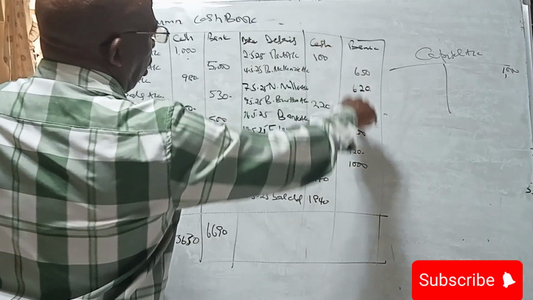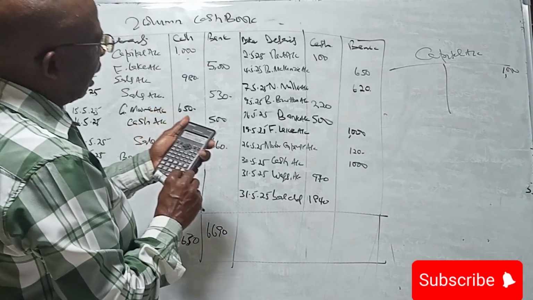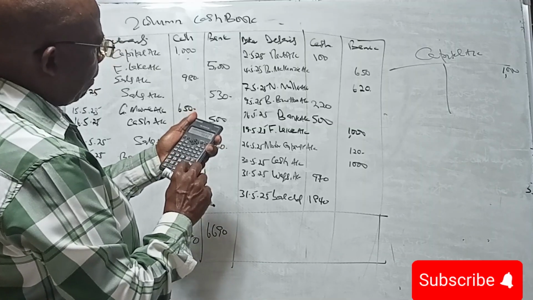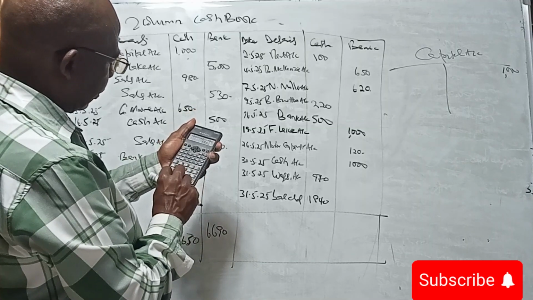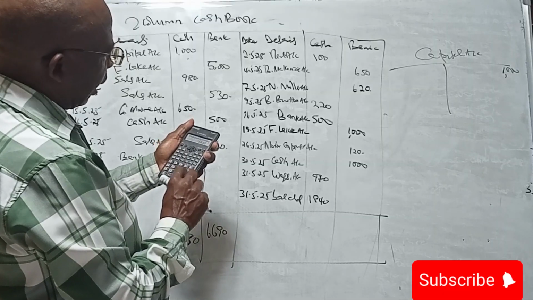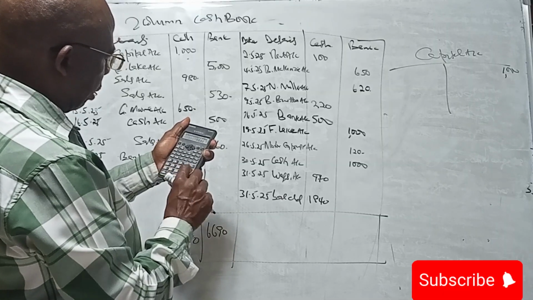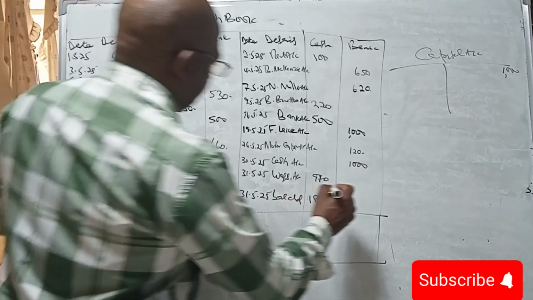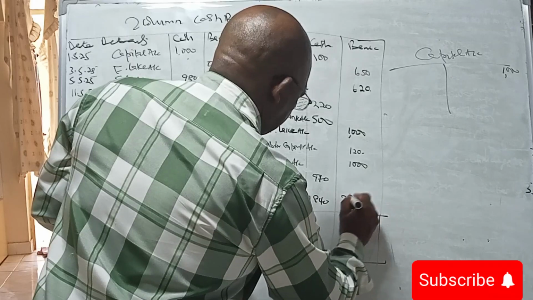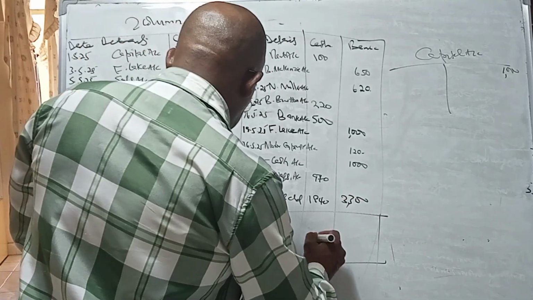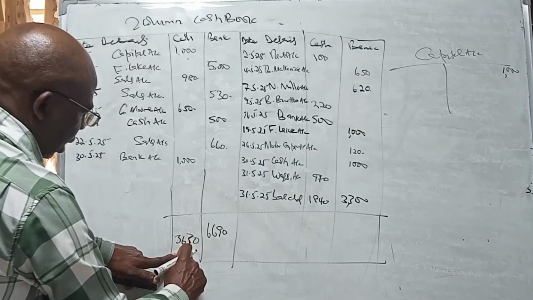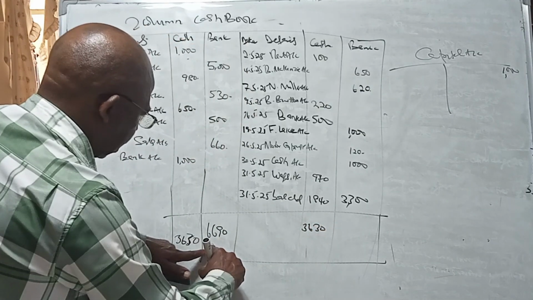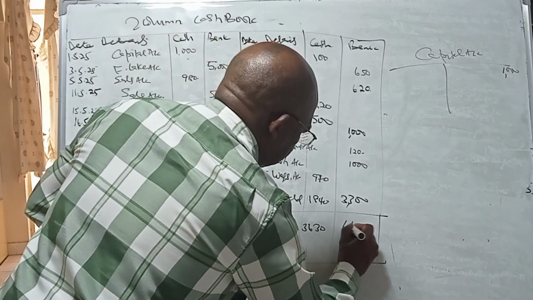We subtract all the bank payments: minus 650, minus 620, minus 1,000, minus 120, minus 1,000. We get a balance of 300. This becomes the balance carried down. The total here, 6690, is the same as the total here.